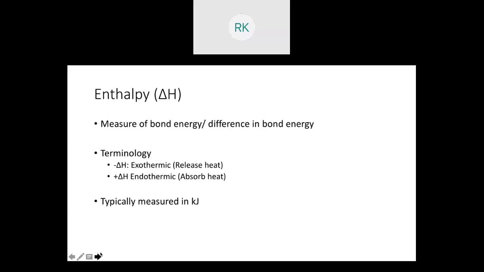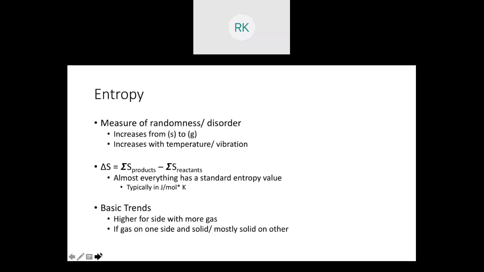And just something to note is that it's typically measured in kilojoules, which actually becomes very important when we add in our new term, entropy. Okay, entropy, or delta S, is a measure of randomness disorder, right? And things like to have an increase in entropy. They like to become more disordered or random.